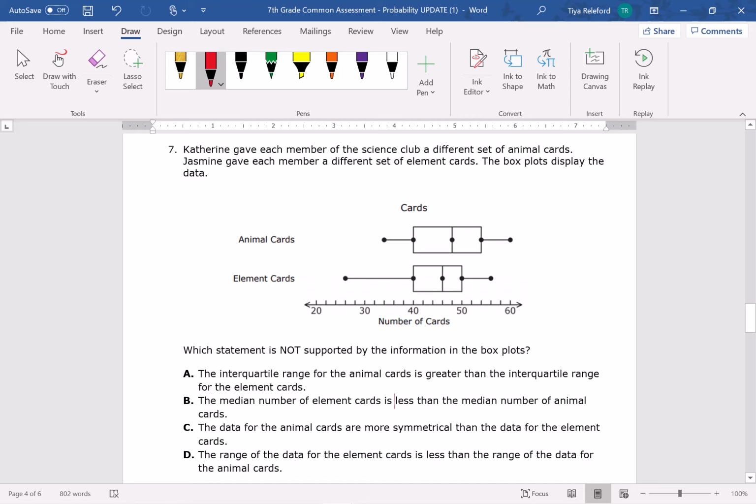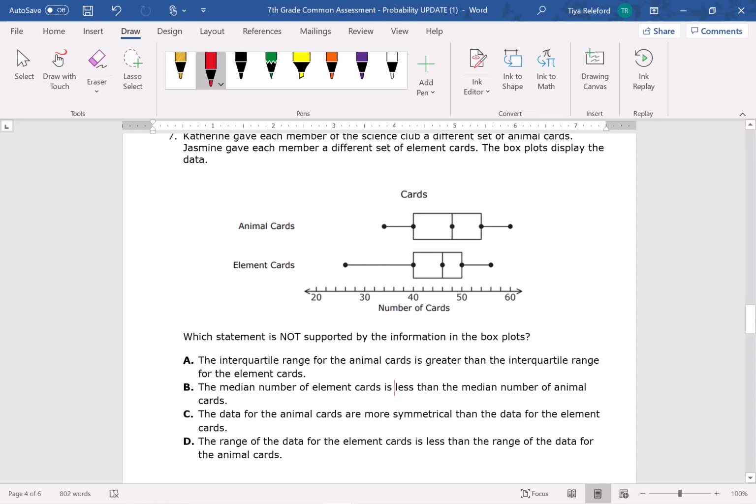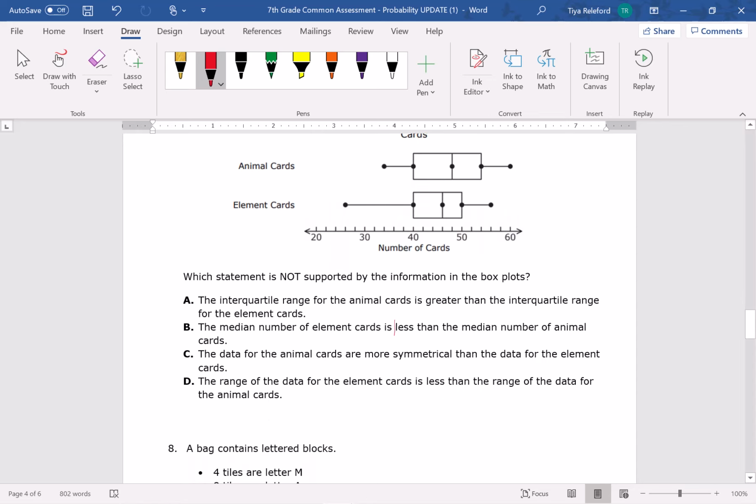Catherine gave each member of the science club a different set of animal cards. Jasmine gave each member a different set of element cards. The box plots display the data. Which statement is not supported by the information in the box plots? I don't find the numbers for box plots like I do for dot plots. Usually I can just look at the pictures.